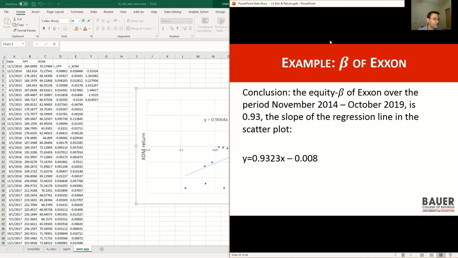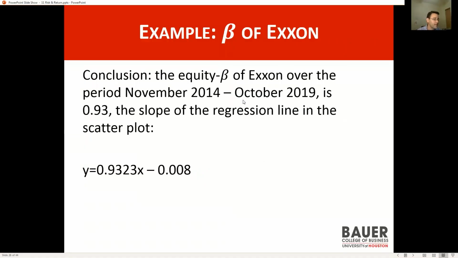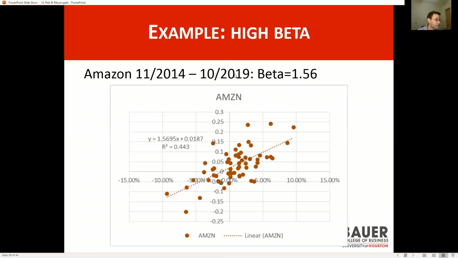You can do this for a bunch of different stocks. So for Exxon in this sample, it was 0.9. If you were to do it for Amazon for the exact same sample, you would get a beta of 1.5. So that's a higher beta, right? The slope is higher for Amazon. It's 1.56 instead of 0.9.